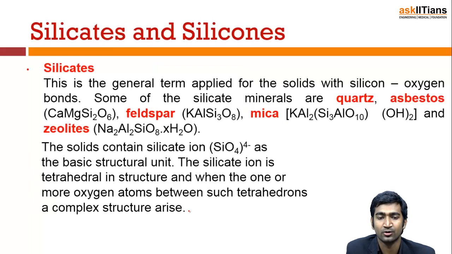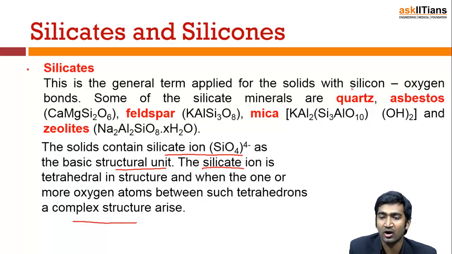Now silicates and silicones. There is a difference between silicates and silicones. What is that? Let's check it out. For silicates, the solids contain SiO4 as the structural unit. The general formula is SiO4 4-, the silicate ion. When one or more oxygen atoms are shared, such tetrahedral structures come up. So quartz, asbestos, feldspar, mica, zeolites, they all are silicates.